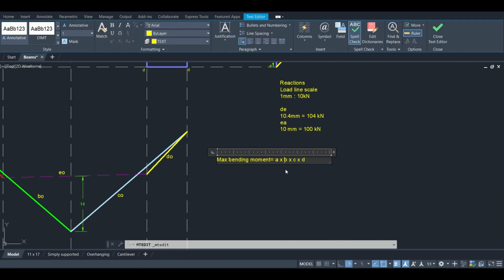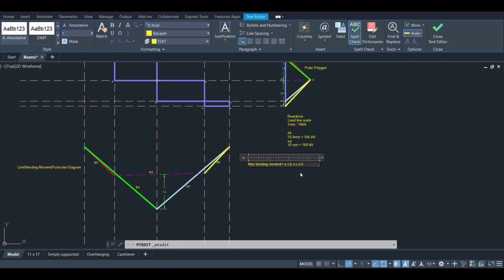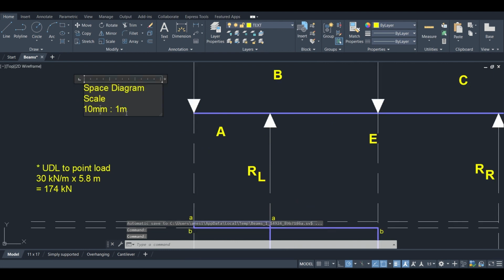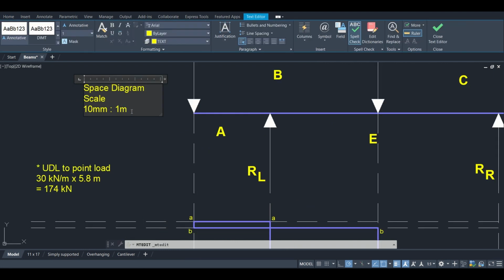Okay, so remember, this is the formula to calculate the max bending moment. But do you remember what A, B, C, and D stand for? Okay, so let's go. A is the value of the scale from the space diagram when you write your scale with 1 millimeter or in 1 millimeter. So now our scale is 10 millimeters to 1 meter. How do we get that 10 to a 1? We simply divide it by 10.